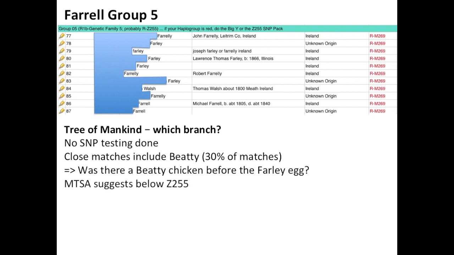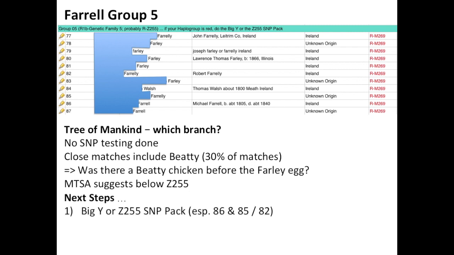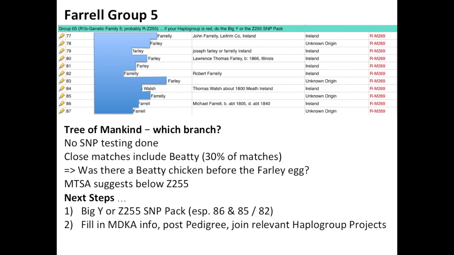I did an analysis of the SNPs of their matches, and it's somewhere below the marker Z255. So they need to do the Z255 SNP pack or the Big Y test, and of course fill in their MDK information, post their pedigrees, join the haplogroups, etc. Group 6 are descended from Brian Boru.